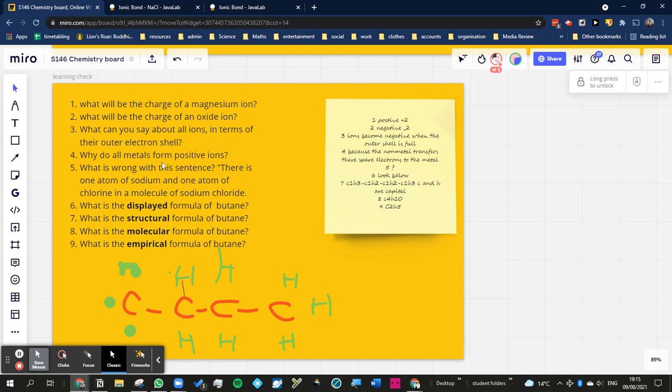So metals form positive ions because they lose their small number of electrons in the outer shell, and then they become positive. What is wrong with this sentence?